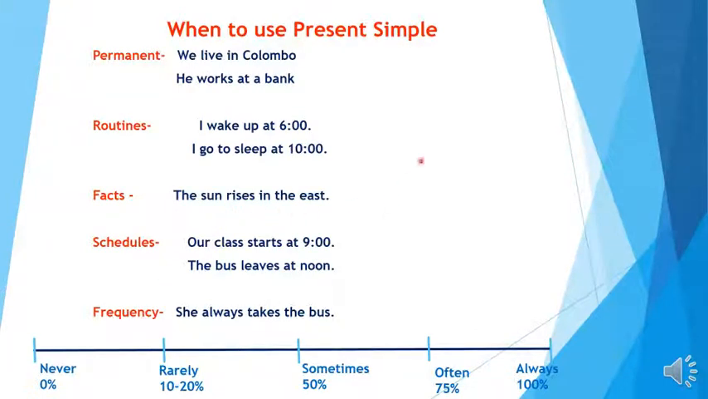Let's try to understand when to use present simple. There are many instances where we use present simple. When we are talking about permanent events, when you are talking about routines, when you're talking about facts, when you're talking about schedules, and also when you want to talk about the frequency of the action. So let's look at some examples here.